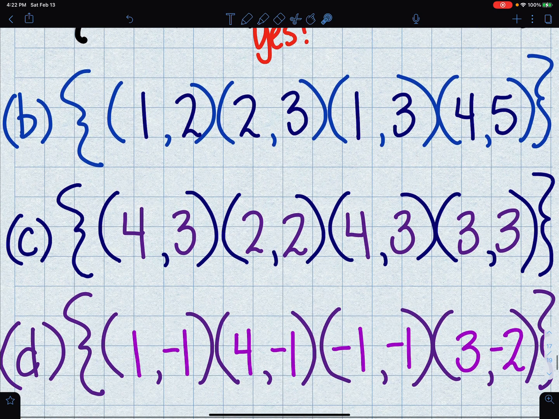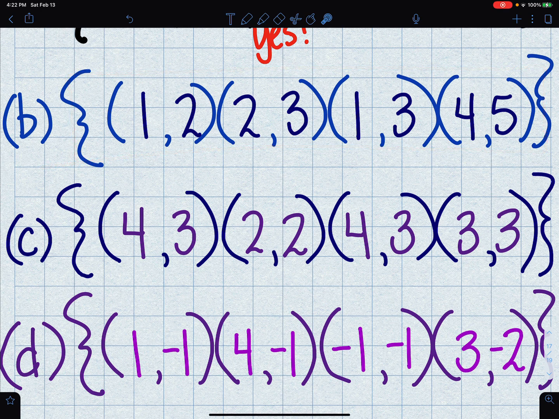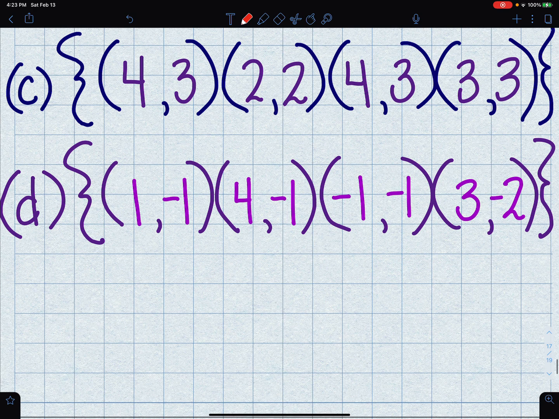B. So now we're looking at these ordered pairs. If you put in a 1, you get a 2. If you put in a 2, you get a 3. If you put in a 1, you also get a 3. And you already got a 2 for your 1. Nope. I don't like that. Because there are 2 different y's for the same input, I'm going to say no. This is not a good vending machine. Not a function.